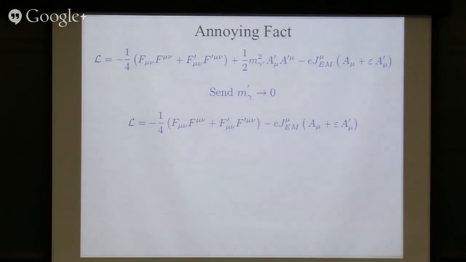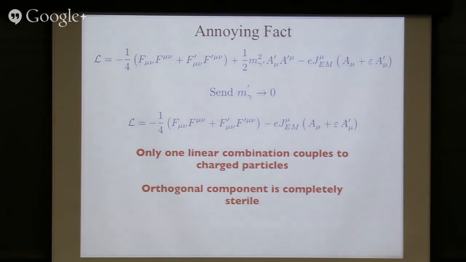And here what you notice is that there is just one linear combination that couples to electrons. So I can just define that to be the photon, the photon that we normally see. And there will be an orthogonal linear combination that will be completely sterile. It won't talk to anyone. So that's some mathematics you can do. The thing to note here is that all physical effects of this particle have to decouple as the mass goes to zero. And that's something that you always see.